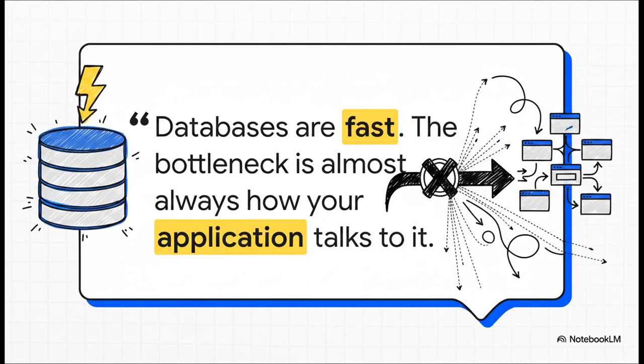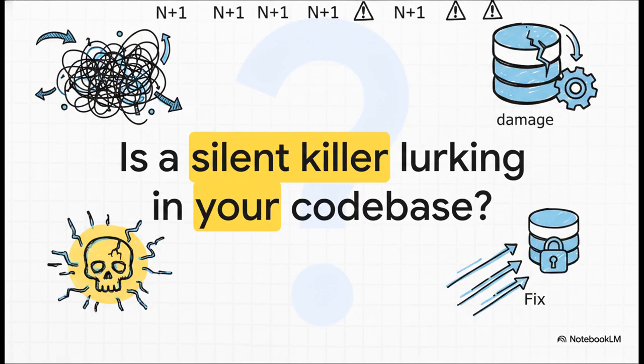So I want you to remember this. It is so easy to blame the database, to just say, SQL is slow, but that is almost never the real story. Modern databases are incredibly fast, engineering marvels. The bottleneck is almost always the way our applications are talking to them. Which leaves us with one last really important question. You've seen the pattern, you've seen the damage it causes, and now you know how to fix it. So, take a hard look at your own projects. Is this silent killer lurking in your codebase?